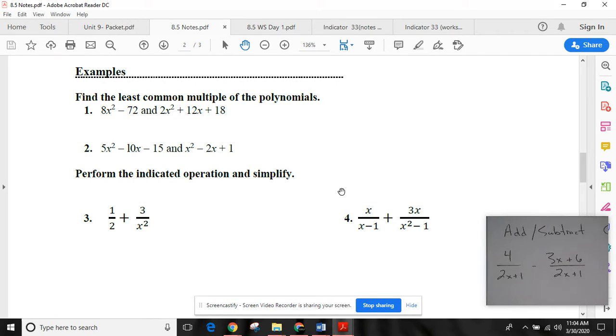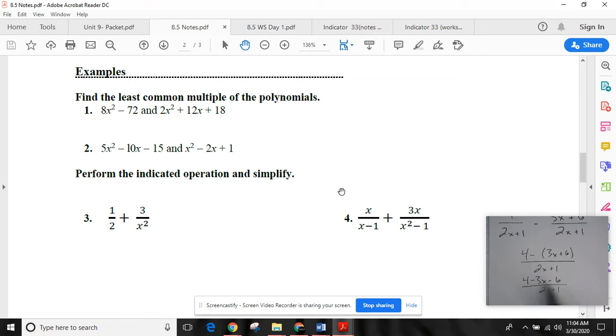This would be very similar to numbers 1 through 3 off of your 8.5 day 1 worksheet. If you're looking at these types of problems, they have a common denominator already. So to subtract these, we would take 4 and then minus that whole second numerator, 3x plus 6, all over the same denominator of 2x plus 1. Obviously, when we subtract, we're going to have to distribute that negative. So we get 4 minus 3x minus 6 over 2x plus 1.